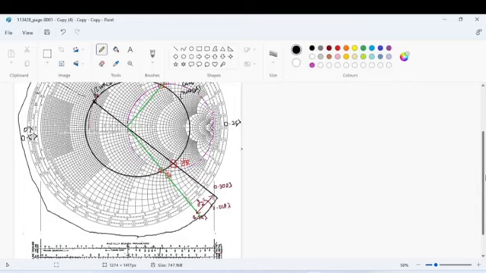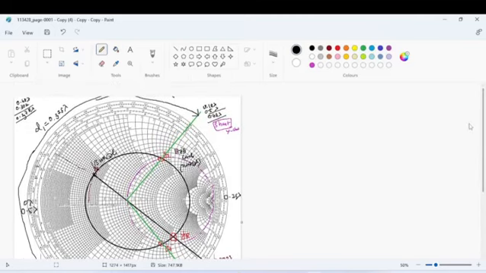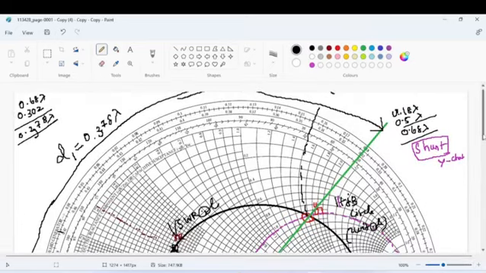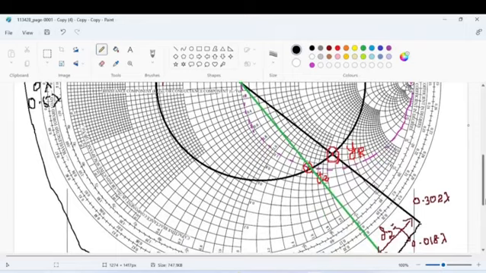Next, we are going to find out the length. For finding the length, the concept is very easy. Here you need to trace what is the value of y1. For example, the value of y1 in this particular problem is something like 1 plus j 1.5.